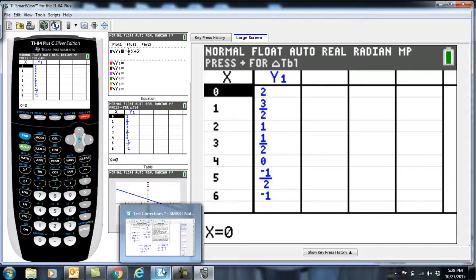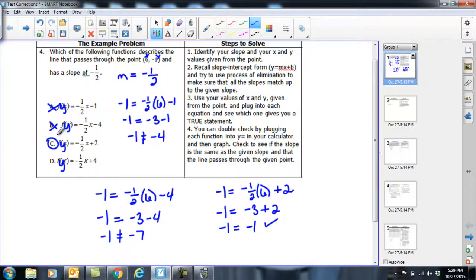So you can always just plug them in your calculator, look at the table and find the point. But you have to make sure that the slopes also match. Don't just be like, oh yeah, that one works. You have to check the slope too. So that's number 4.